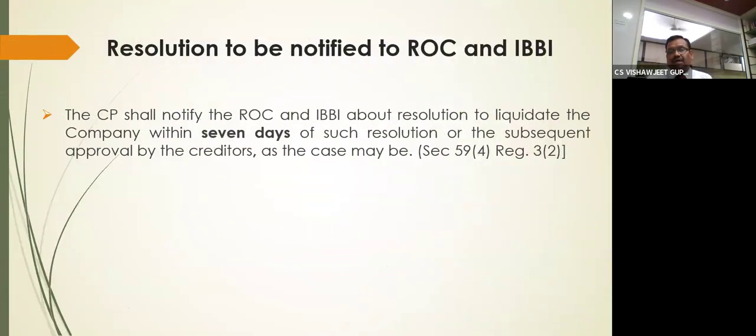Resolution to be notified to ROC and IBBI. So when the special resolution or the ordinary resolution has been passed within 4 weeks from the date of declaration of solvency, then the corporate person shall notify the ROC and IBBI about the resolution to liquidate the company within 7 days of such resolution, or subsequent approval by the creditors, which is required to be taken within 7 days from the date of passing the resolution, as the case may be. So the corporate person shall notify the ROC as well as IBBI within 7 days of passing the resolution.